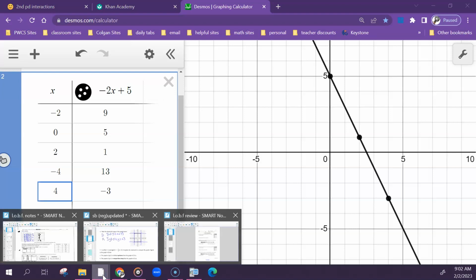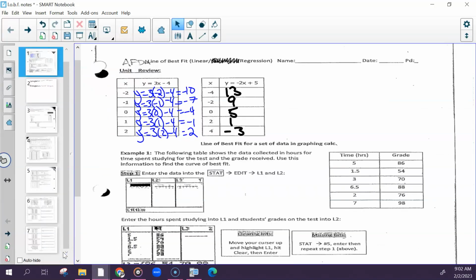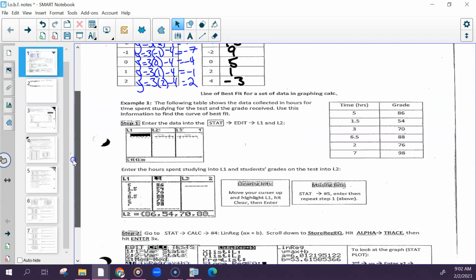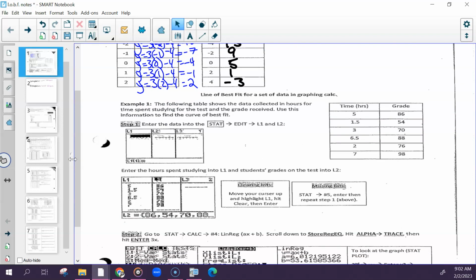Step 1, you need to know which one is your x, which one is your y. Usually it'll say something about x or y, or if you're not sure, whichever one is the dependent, whichever depends on the other, that's your y. So in this, would time spent depend on grade, or would grade depend on time?